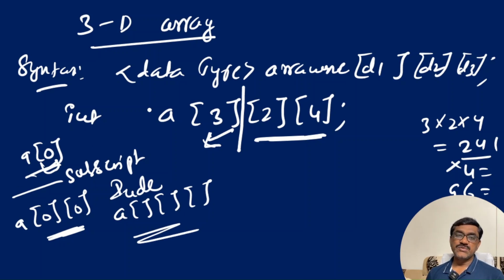If you want to read the elements into a three-dimensional array, again we need loops. How many loops? Three loops. As the dimensions increase, the number of loops also increases. How many loops you have to use to read the elements into a multi-dimensional array depends on how many dimensions there are. Now, what is the memory representation?